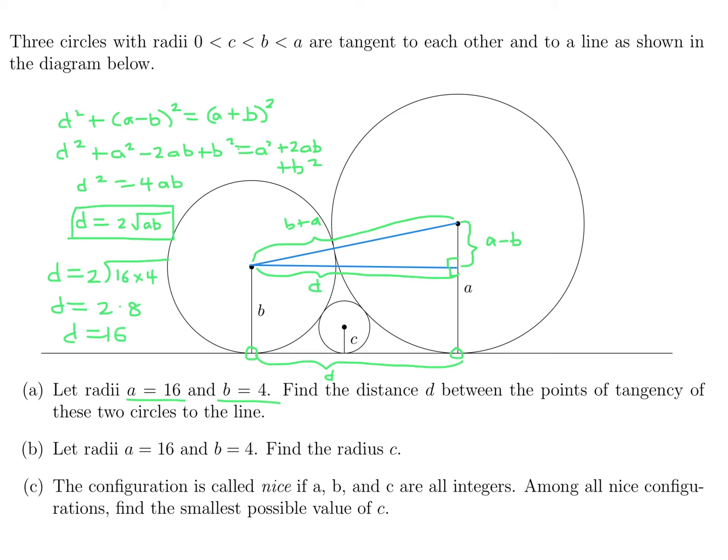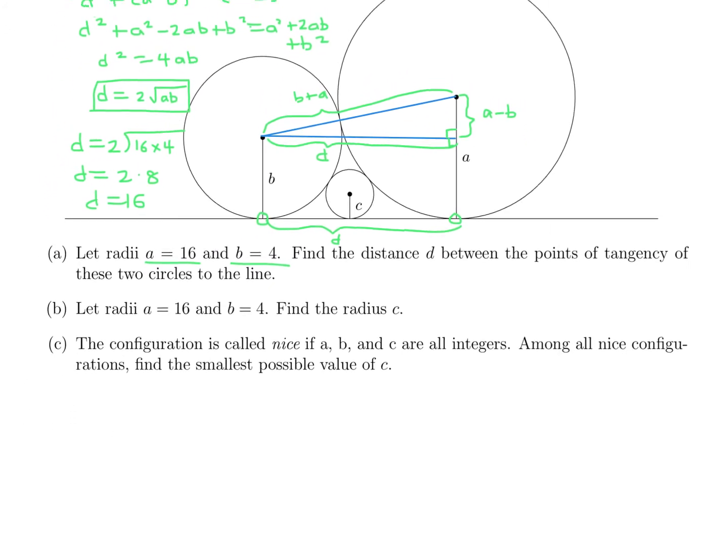Part B, a is 16 and b is 4. Find the radius c. Okay, so radius c. That's slightly different. All right, here, let's think about this. Okay, so I'm going to have to draw a couple more lines. Let me give a clean diagram here. Otherwise, this might get a little confusing.